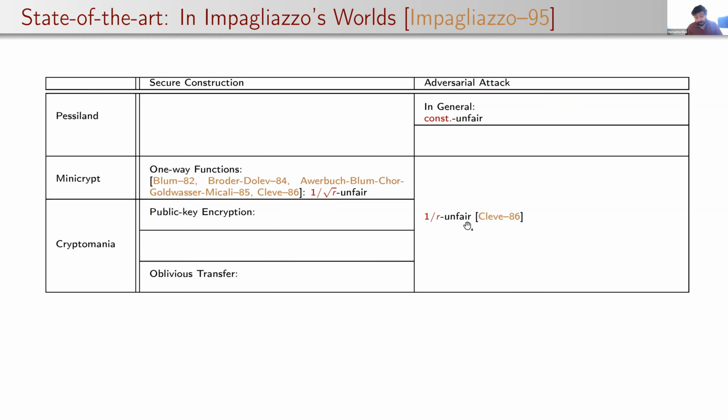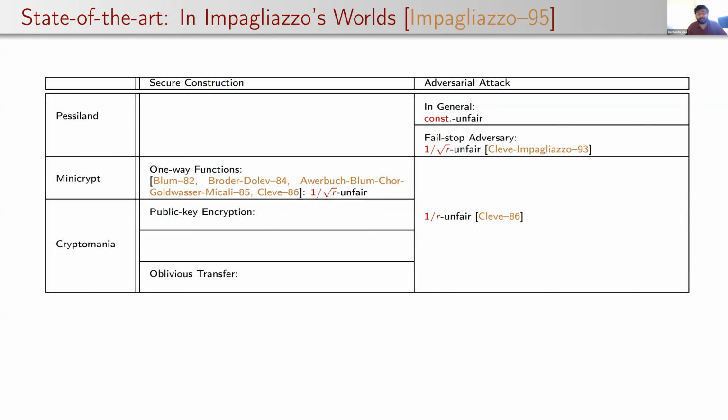Subsequently, Cleve in 1986 proved that irrespective of what computational assumption you want to make, every coin tossing protocol is 1 by r unfair. The intuition of this attack is that to begin with, there is entropy in the output. At the end of the protocol, there is zero entropy in the output. One of the parties leads the other by 1 by r in information about the final output. And that can be leveraged as an attack on the protocol.